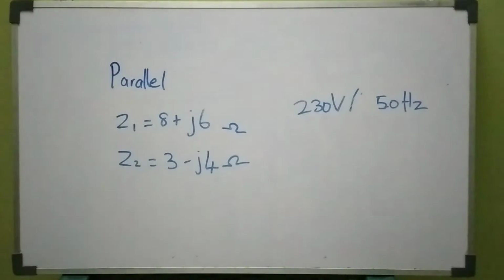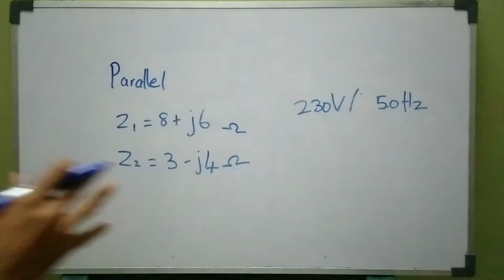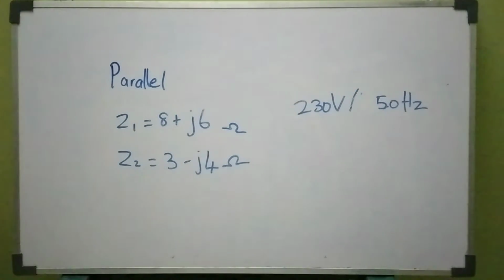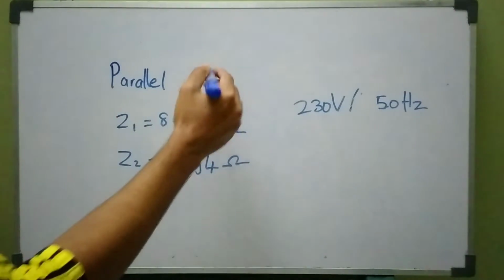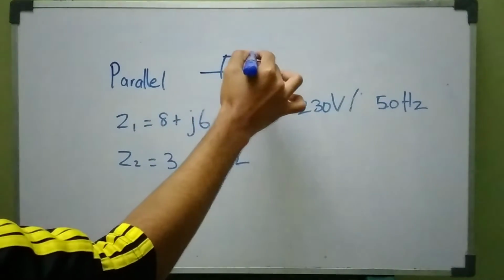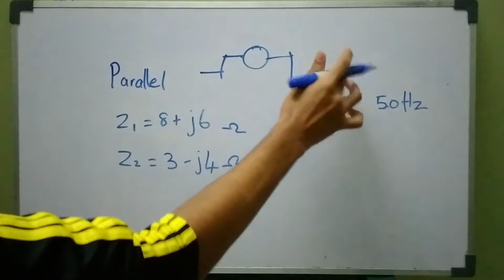So in this question, we need to consider a parallel circuit. Also, they have given the impedance. That's the main point. We need to consider a circuit. If we draw a random circuit, it would be a little bit easier for us to figure out how to solve this question. So I'm going to draw a simple circuit.